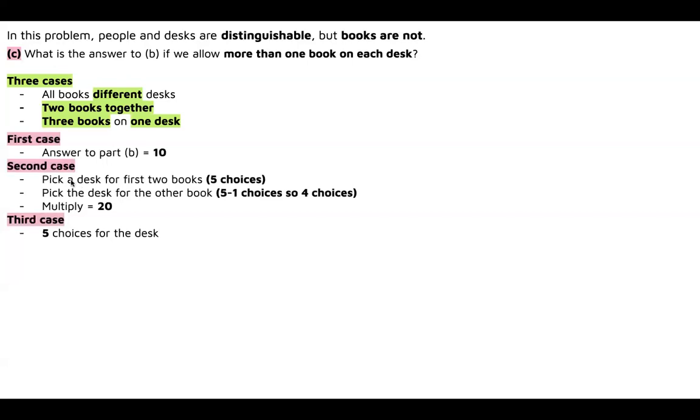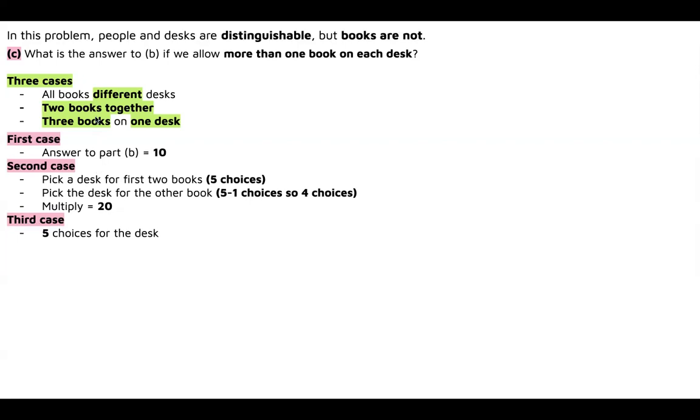The second case is pick a desk for the first two books, because you want one desk to have two books and the other desk to have one book. So when you choose what desk you have for the first two books, there are five choices because you don't have any desks chosen yet. For the third book, you have four choices since you can't pick the desk of the two books. Of course, you can also pick the lone book by itself first, and then the books that are together second. But it's really the same thing as you multiply the cases, so it's 5 times 4 equals 20.